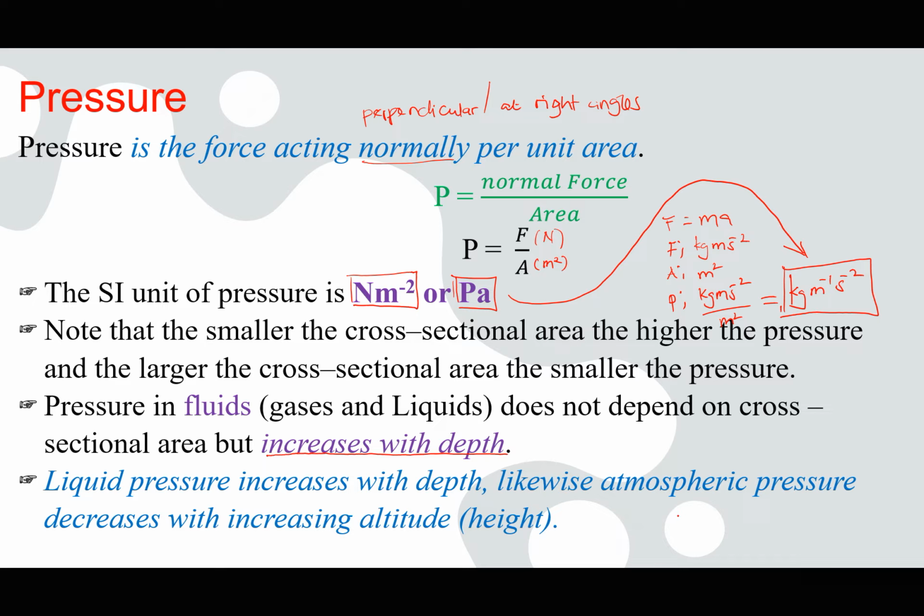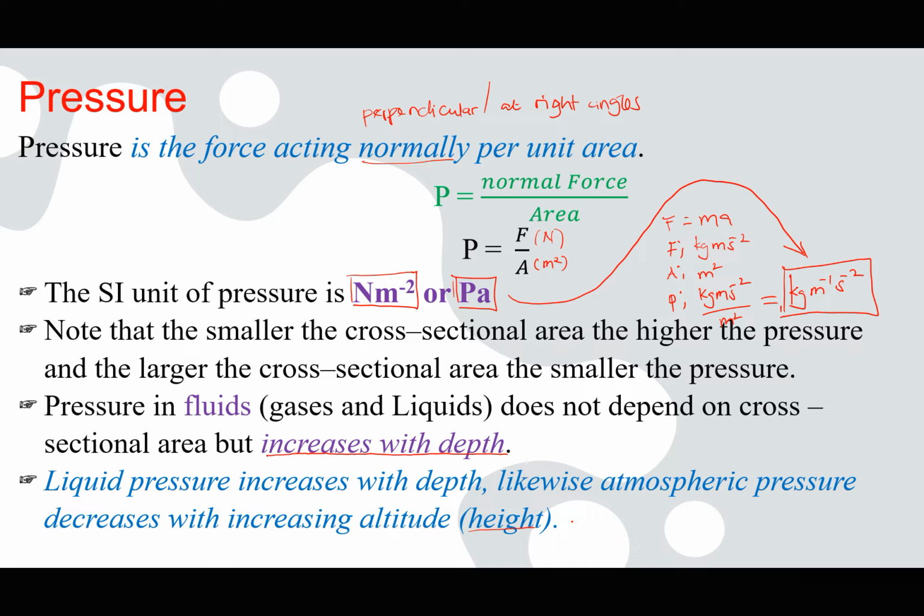Likewise, atmospheric pressure decreases with increasing altitude, that is, increasing height. Of course, if the height increases, the depth of the air column above a given surface becomes smaller. That's why atmospheric pressure decreases with increasing altitude.